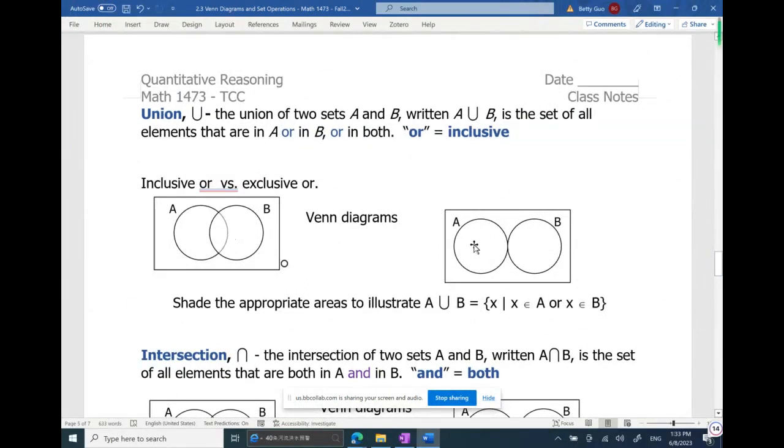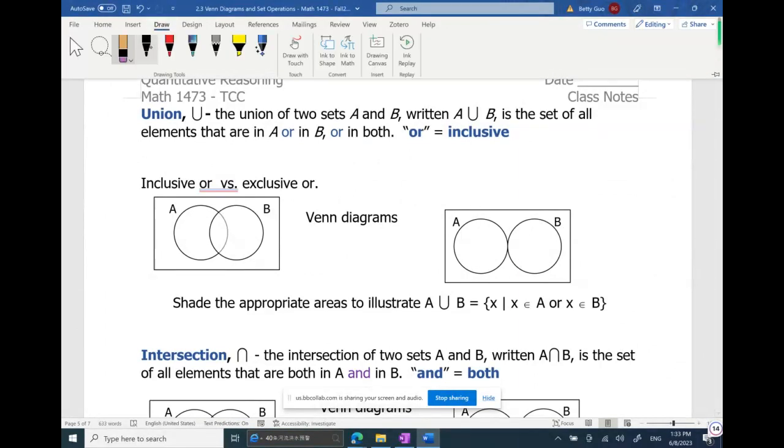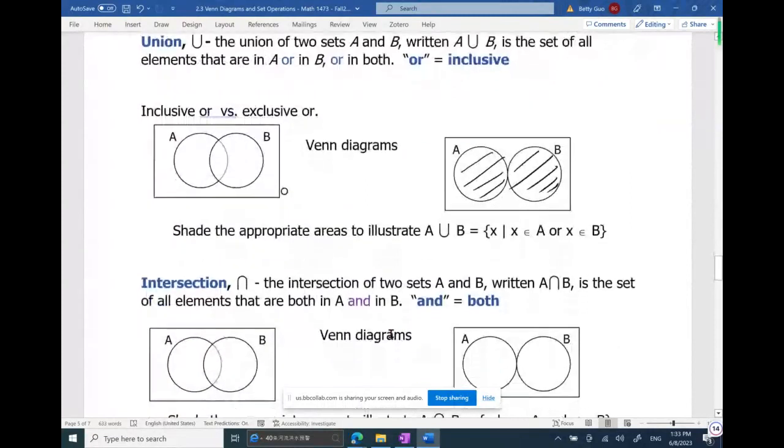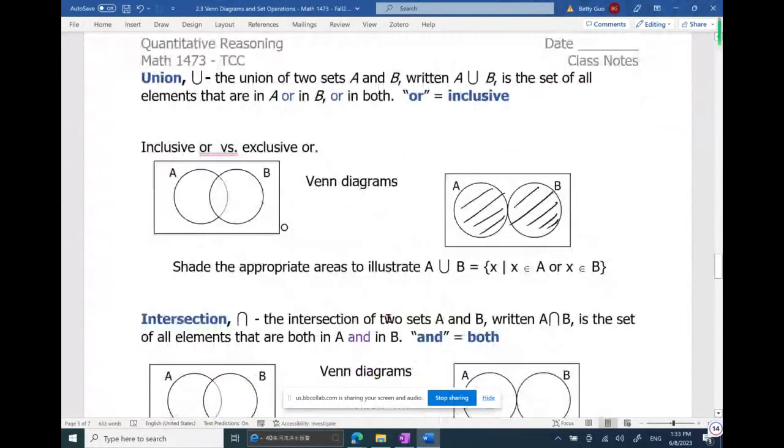In case A and B are disjoint, then the region representing A or B would be the two regions together, right? Yeah, you just union the two regions together. Yeah, again, A union B represents a set whose elements belong to A or B. Or here is inclusive.